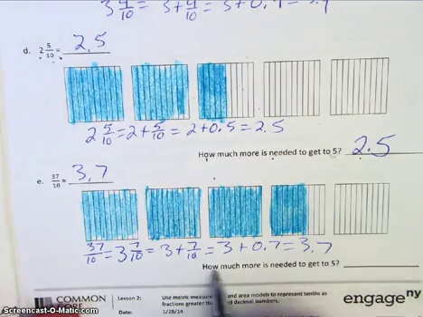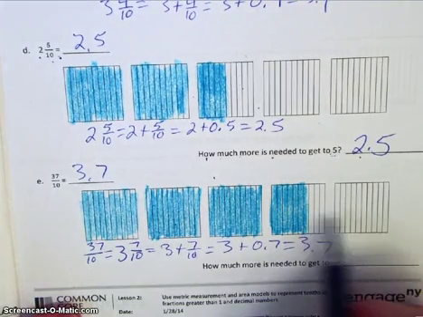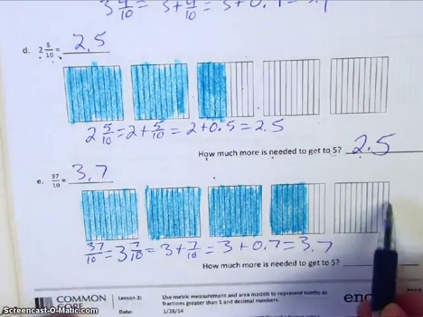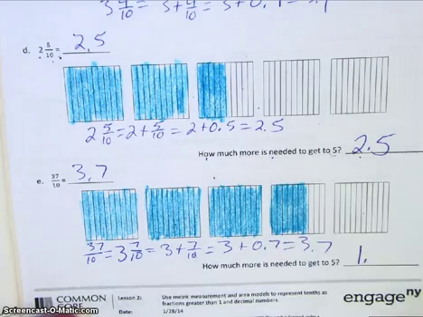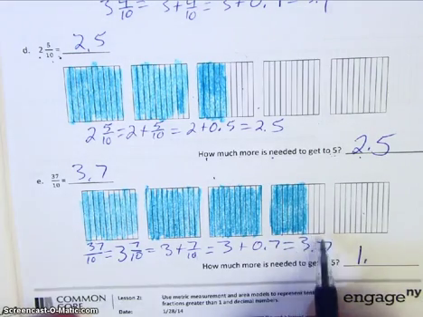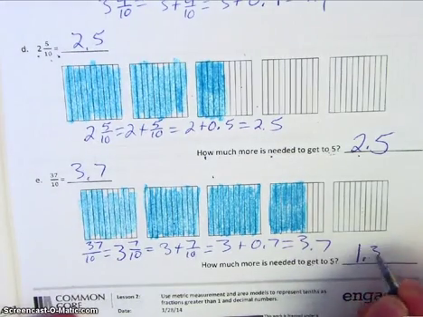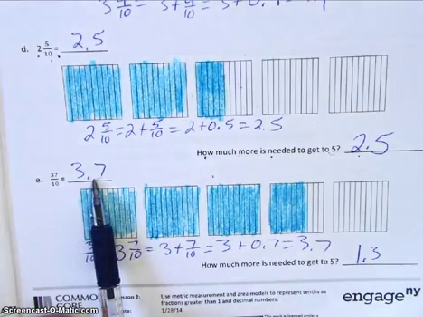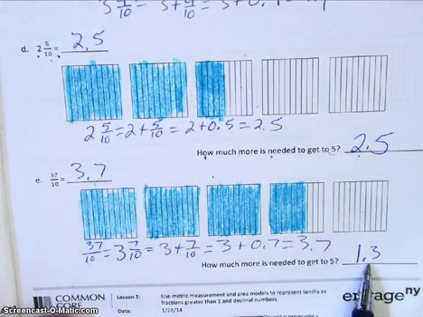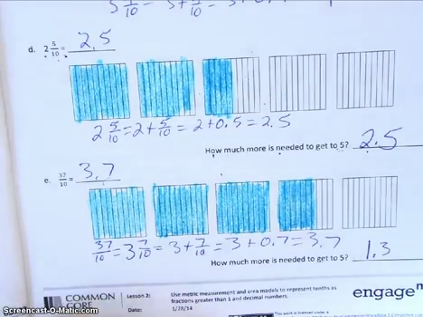Now again, how much more is needed to get to 5? So we just look at what's not shaded in. So we have 1 full whole not shaded in, and then we have 3 tenths not shaded in over there. So 3 and 7 tenths is shaded. We need 1 and 3 tenths to get to 5. Okay, so go ahead and give the exit ticket a try.